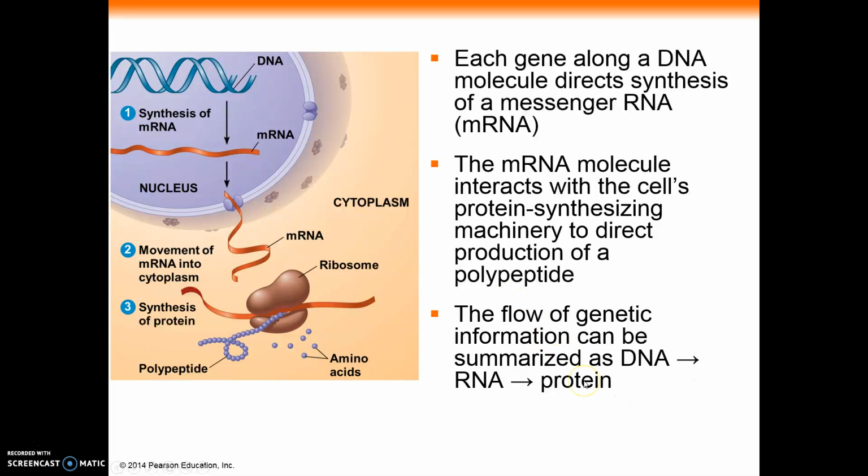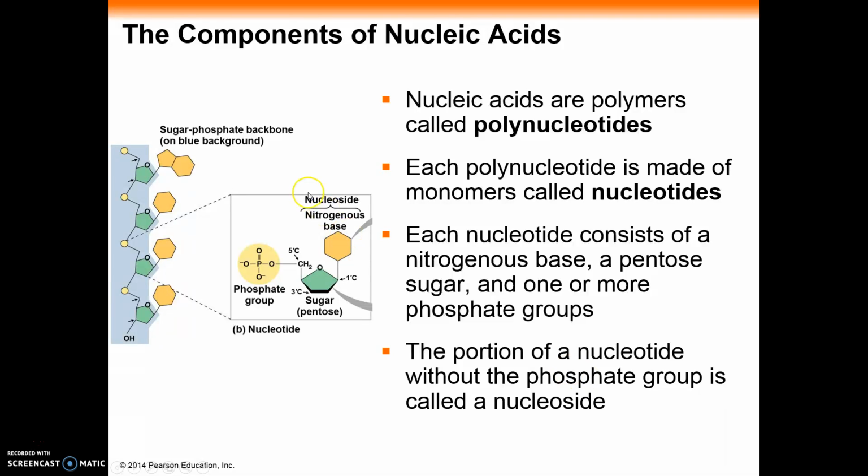The connection between proteins and traits can sometimes be a little bit more confusing to understand, but it gets there in the end. Now, the components of nucleic acids: first, remember it is a polymer, and you could call this polymer polynucleotides. So it's a bunch of individual nucleotides attached together. Each one of those monomers is called a nucleotide. A nucleotide looks like this. It has a phosphate group, it has a sugar, and it has a nitrogenous base.